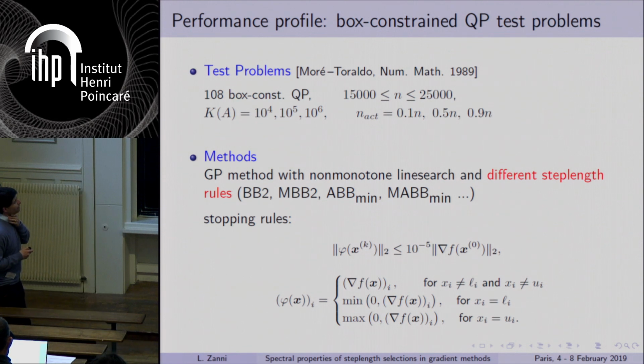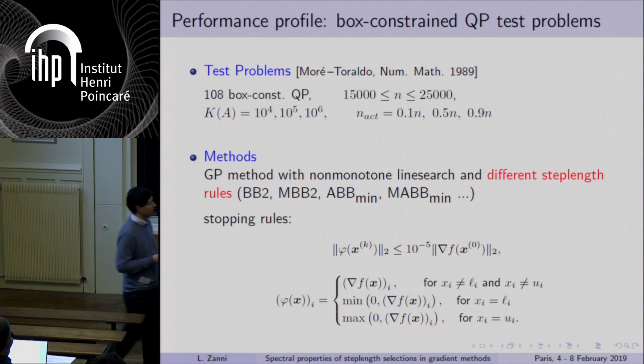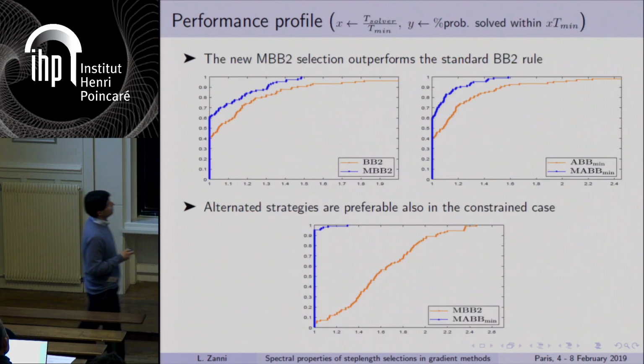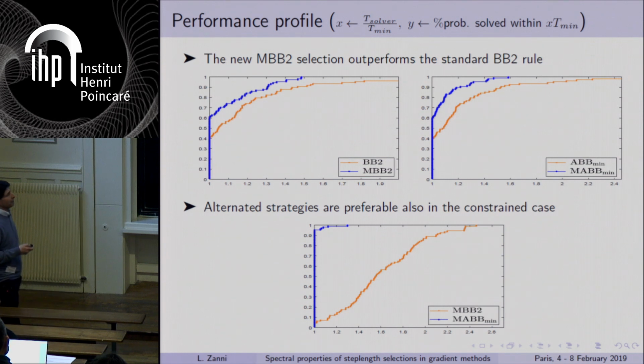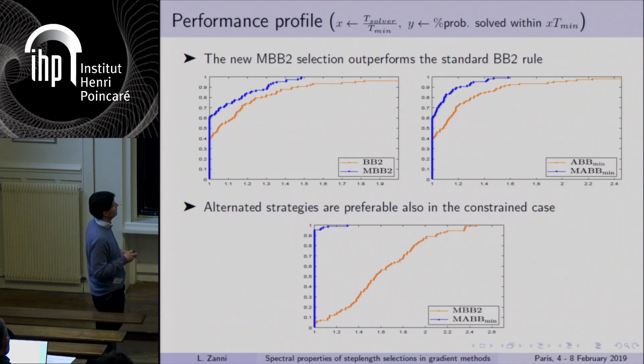We verified this behavior on many test problems, randomly generated, first in the case of box constrained quadratic problems, and then also in the case of general box constrained problems. But the conclusion is exactly the one that we have obtained in the unconstrained case, if we use this new modified BB2 rule.